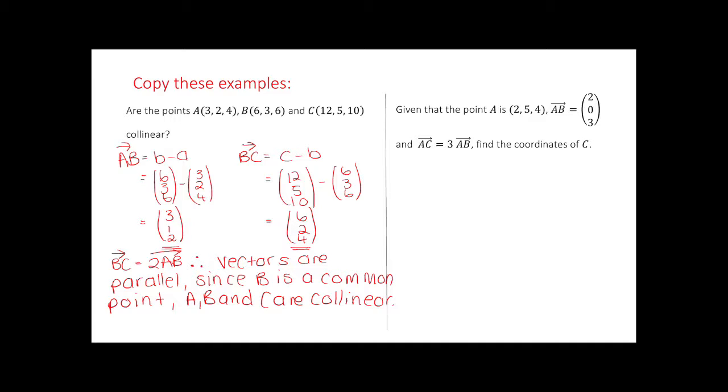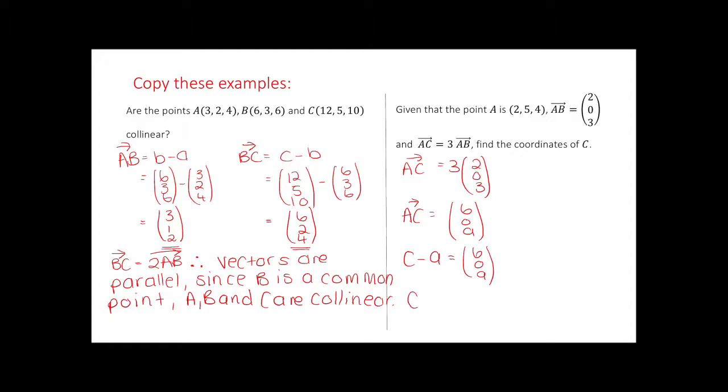So I'm going to start off, if we know that A to C is 3 times A to B, that means that it's 3 times 2, 0, 3. So that was given to me in the question. So A to C must be equal to 6, 0, 9. So just multiplying through by 3. Remember, to get A to C, you would have to do C minus A. So C minus A must be 6, 0, 9.